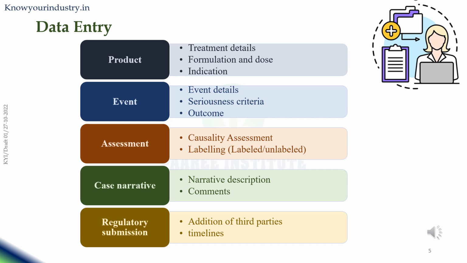After entering the event details, causality and labeling information will be entered. As we discussed in previous modules, the relevant causality will be selected for each event based on the reported information. Labeling will be selected by referring to the reference safety information of the product. If the reported event is already listed in the reference safety information, the event will be considered as labeled, and if not listed, it will be considered as unlabeled. After entering the assessment details, case narrative and regulatory submission details will be entered. We will discuss these steps briefly in the next slides.